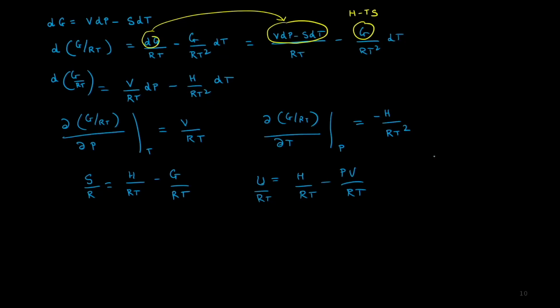So once I know G over RT as a function of temperature and pressure, then I can calculate all the thermodynamic properties. In fact, you can derive a relation for the Helmholtz free energy also. I can calculate V, H, S, U, everything. So in that sense, we are using G as a generating function for all the thermodynamic properties. We generate or calculate all the thermodynamic properties using G. So it's called the generating function.